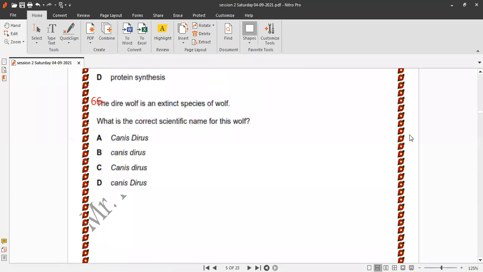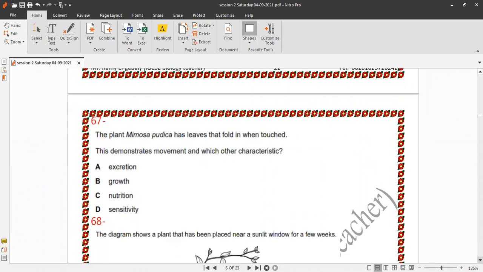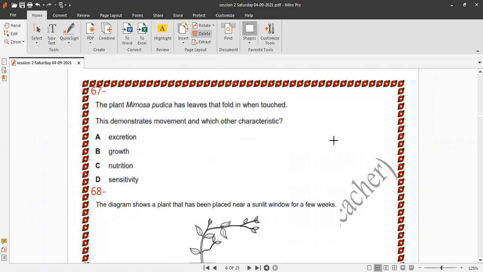Okay, Abdurrahman Faiz, 66. Yes. The dire wolf is an extinct species of wolf. What is the correct scientific name for this wolf? Scientific name, C. Okay, the first part starts with a capital letter and is italic, and the second part has a lowercase letter and is also italic.